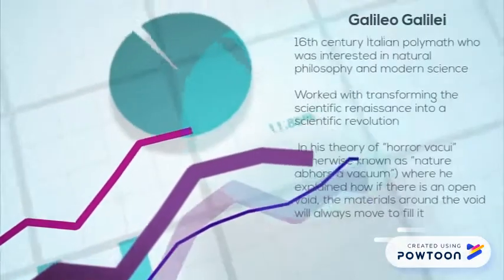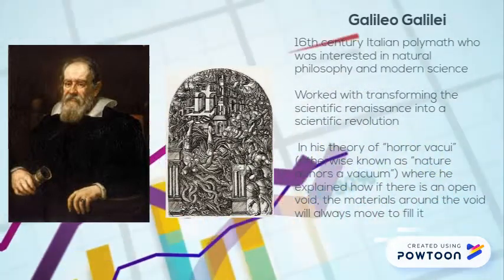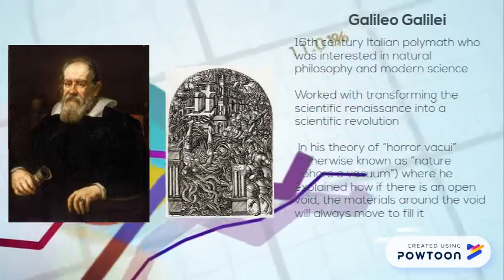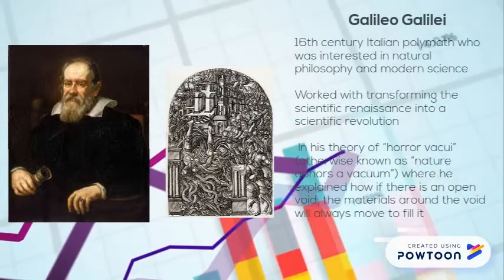The 16th century Italian polymath Galileo was also interested in natural philosophy and modern science. Through his concept, he developed a theory that explained in an open void the materials around the void will always immediately move to fill it.